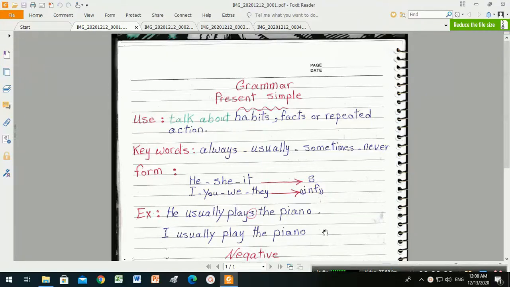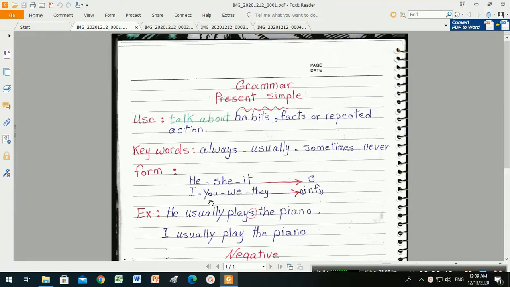Good morning, everyone. We are going to start a revision for present simple first and then present continuous. Okay? This is the uses of the present simple. When should we use the present simple? It is used to talk about habits, facts, or repeated action. Okay? Keywords for the present simple: always, usually, sometimes, never, and so on.